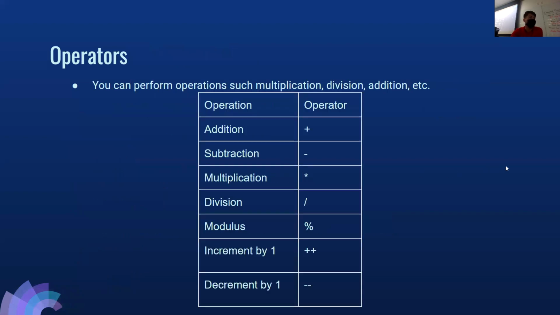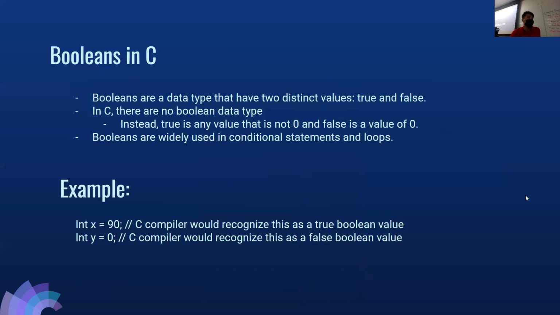So there's operators, pretty simple, right? If you want to add, you just do x plus 10 or x plus y, where x and y are variables, right? Same for subtraction, multiplication, division, modulus, and then you can also have increment and decrement by 1. Yeah, pretty simple. So now booleans.